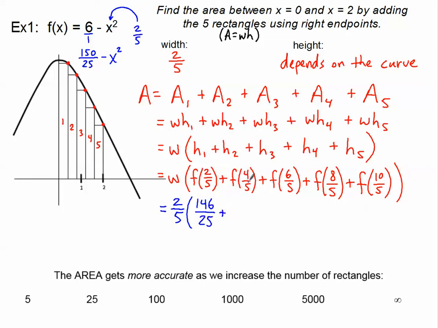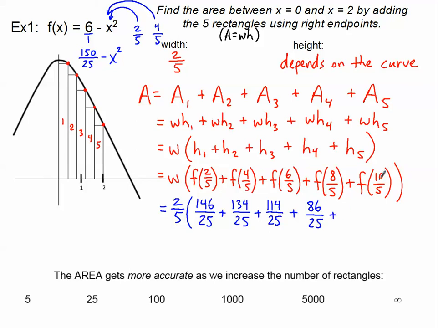Let's see what happens with f of 4/5. So I'm taking 4/5 and I'm plugging it right in here for x. 4/5 squared is 16 25ths. And 150 25ths take away 16 25ths is 134 25ths. Alrighty. I'm going to plug in my 6/5 now. 6/5 squared is 36 25ths. And 150 take away 36 is 114. And the 25ths is still 25ths. Let's plug in the 8/5 and I'll have 64 25ths. 150 25ths take away 64 25ths is 86 25ths.